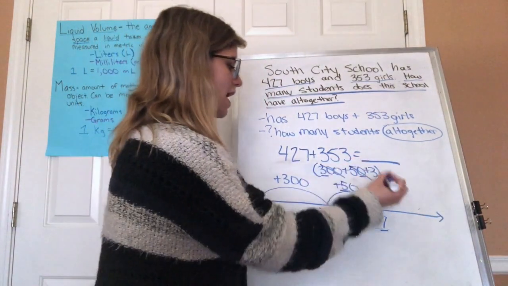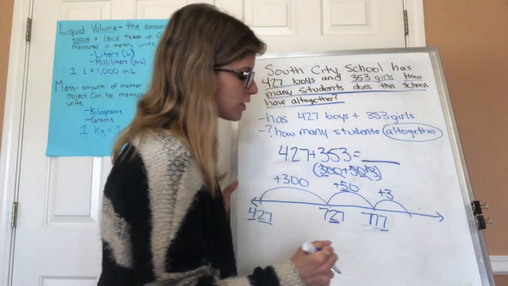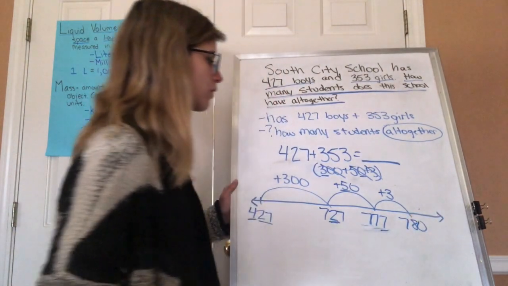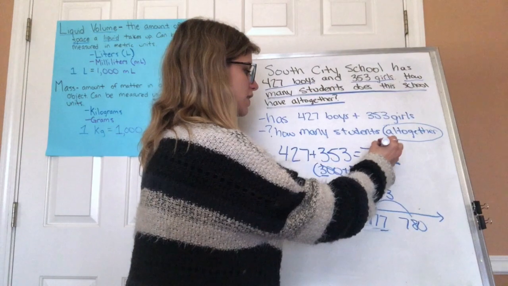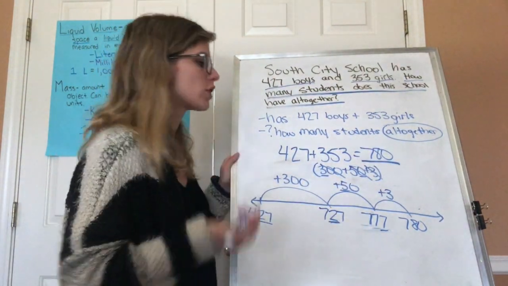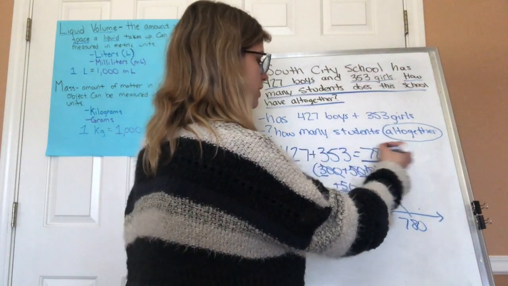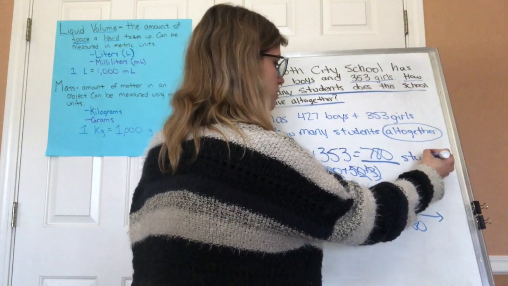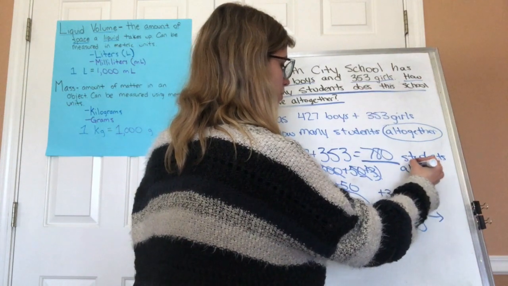And now I need to add 3. So 777 plus 3 is 780. So 427 plus 353 is 780. And I want to make my label. What am I measuring right here? How many students all together? So my answer is 780 students all together.